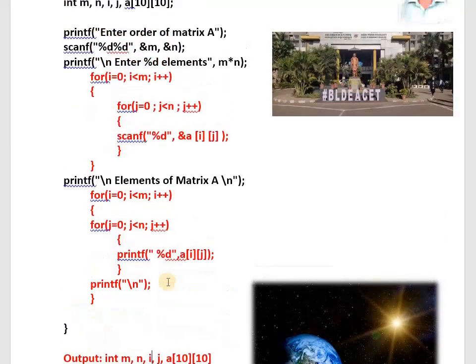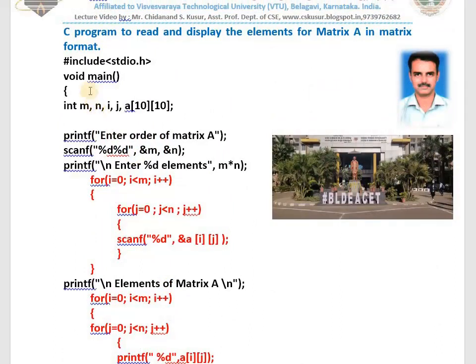Now see the program. See here, #include standard input and output header file. Then void main, this function will not return any value back to the operating system. M helps us to store number of rows. N helps us to store number of columns. I is for row index. J is for column index. Maximum size I have taken as 10 by 10.